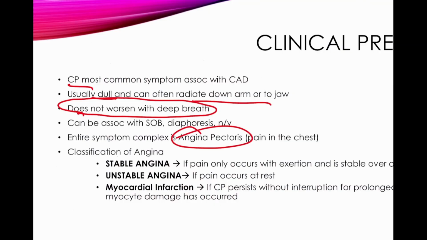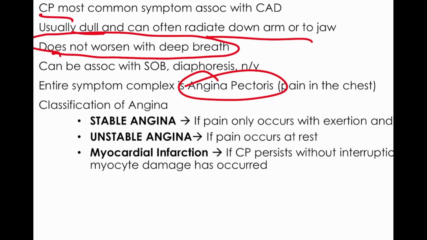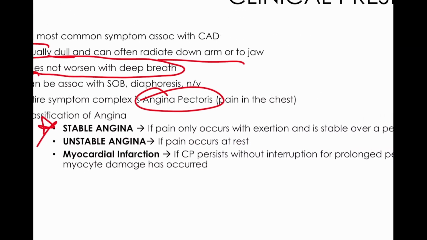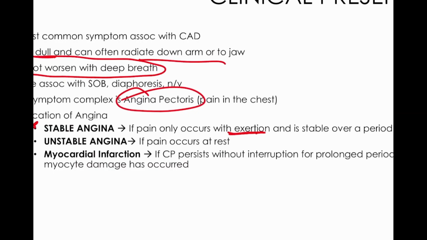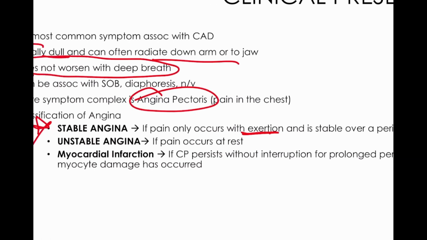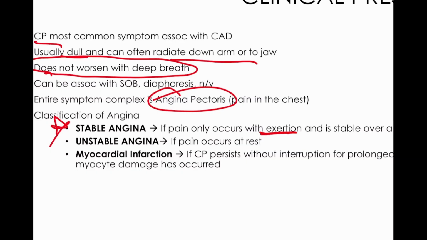Classification, this is very important as well. If you call it stable angina, whatever you want to call it, that means the chest pain only occurs with exertion and is stable over a period of time. So you have a patient walk, and after they start walking a certain distance, they start getting chest pain. That is related to the exertion. Once they stop walking, the chest pain goes away.